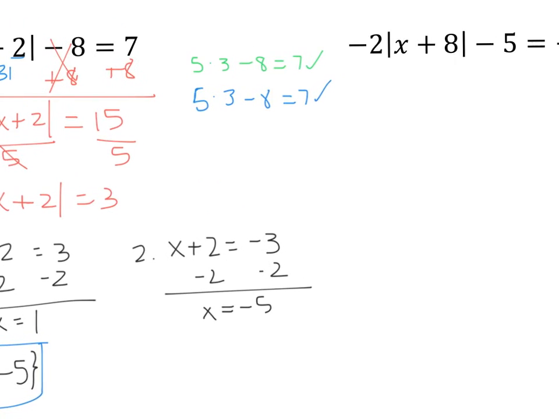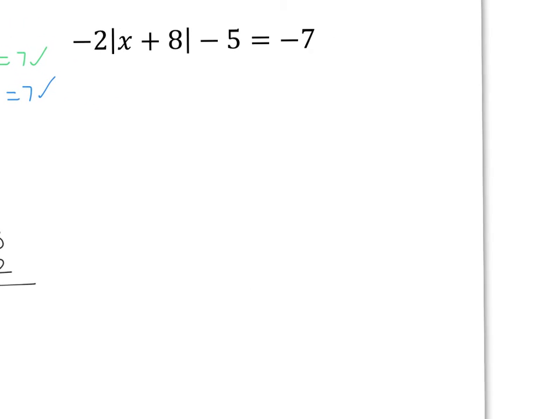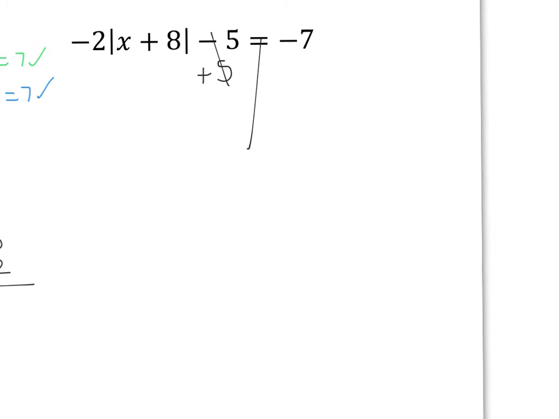All right, let's cruise right along. And again, let's isolate the absolute value, practicing inverse operations here. So I'm going to first add 5 to both sides. And when I do that, I get negative 2 times the absolute value of x plus 8 equals negative 7 plus 5, which is negative 2.